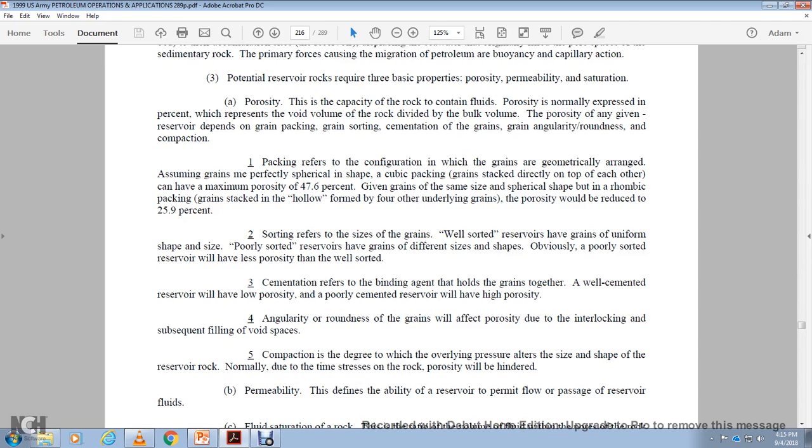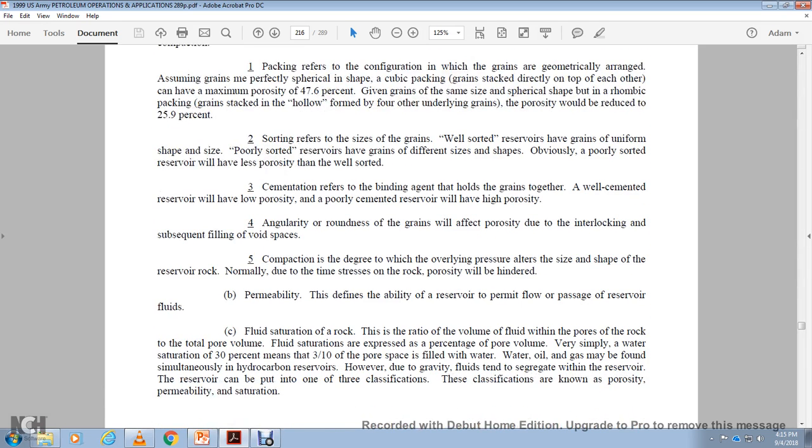Compaction is the degree of overlying pressure, which alters the shape of the reservoir rock, normally due to time and the strength of the rock, and porosity is left behind. They hinder permeability. Permeability defines the ability of the reservoir to permit the flow, the passage, of reservoir fluids.